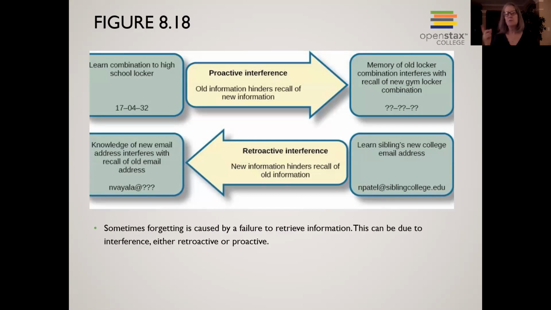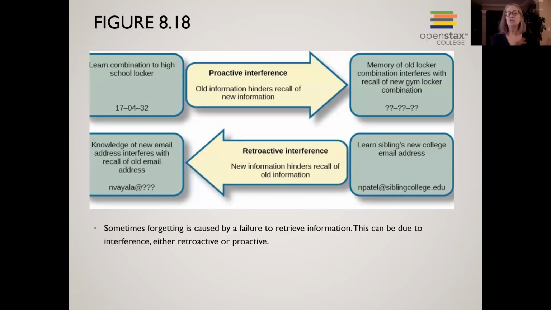Okay. But this is the whole idea behind forgetting. So oftentimes we forget stuff. Well, sometimes we forget because it's hard to retrieve information. That's what we're talking about quite often. To recall something is due to interference. So there's two kinds of interference that I want to talk about: proactive interference and retroactive interference.